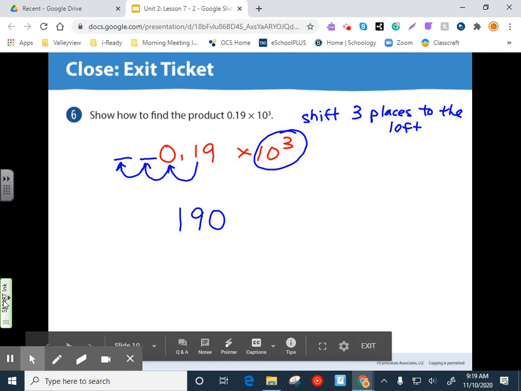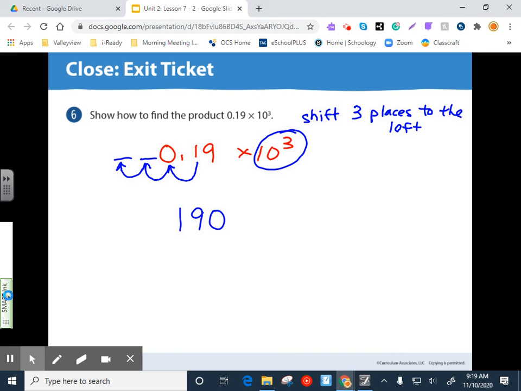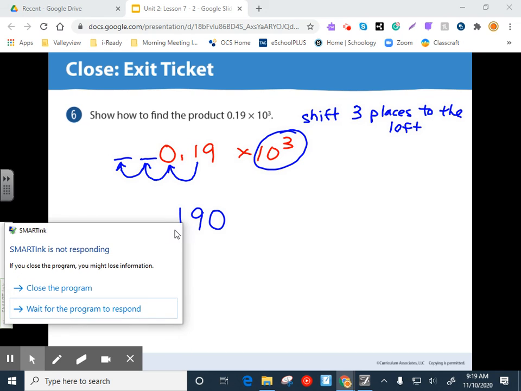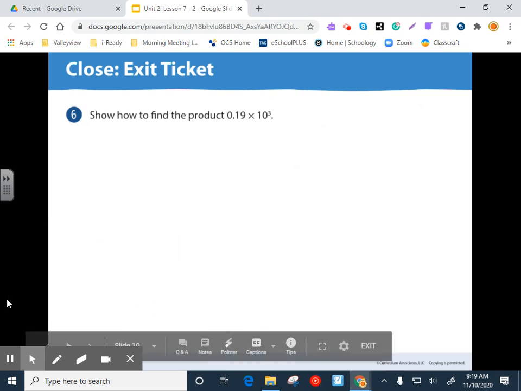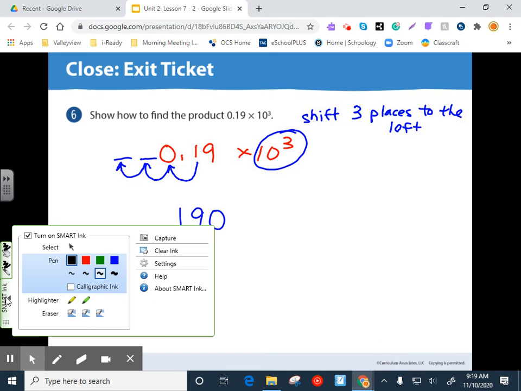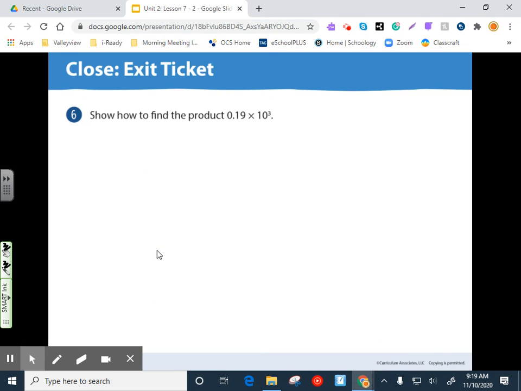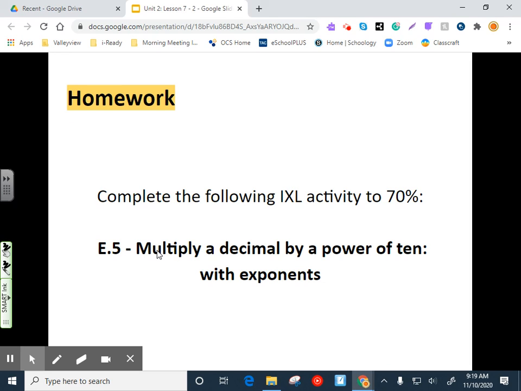Okay, so for your homework. Great. Anyway, thank you, Smartboard. It's IXL activity E5, multiply a decimal by a power of 10 with exponents. If you have any trouble with that, let me know, and I will help you out with that.